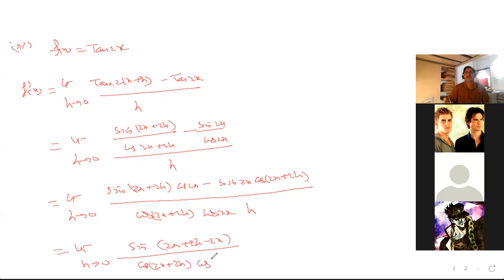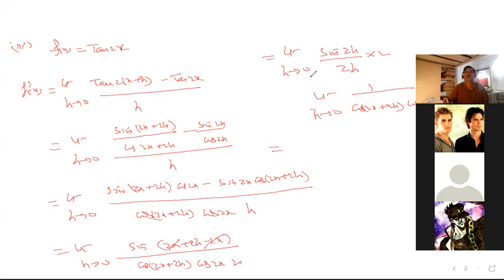We have here 2x h. You see, you can cut it off. Here, you can separate the limit. Limit h tends to 0. You can write like this now: sine 2h by 2h into 2. Another one, limit h tends to 0, 1 divided by, this is also there, cos 2x plus 2h into cos 2x.